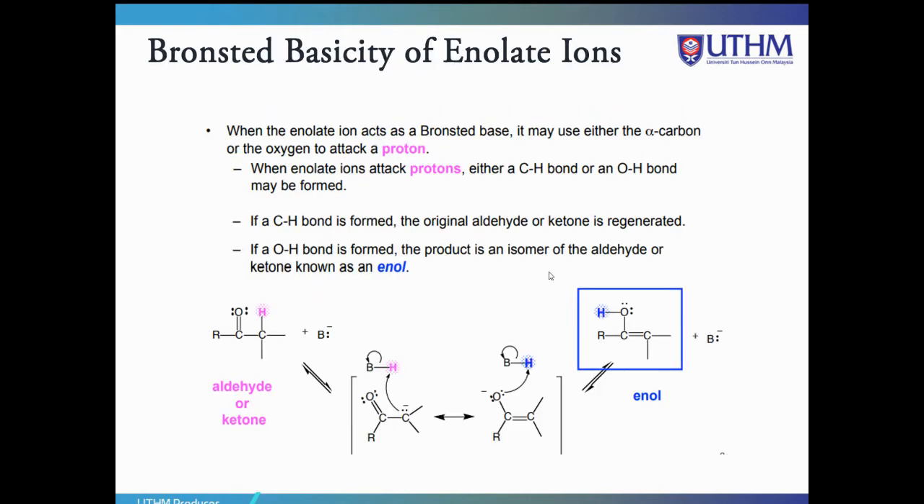Basicity of enolate ion. When the enolate ion acts as a base, it may use either the alpha carbon or the oxygen to attack a proton. When the enolate ion attacks a proton, either a C-H bond or an O-H bond may be formed. If a C-H bond is formed, the original aldehyde or ketone is regenerated. If an O-H bond is formed, the product is an isomer of the aldehyde or ketone known as an enol. This is represented in the example illustrated below.